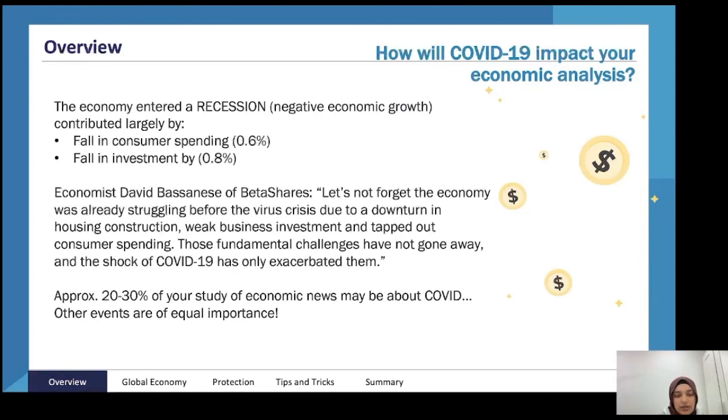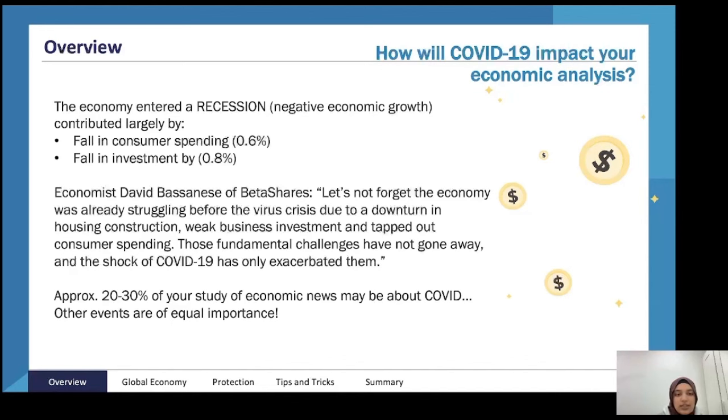Okay, so then we've got the economy that entered a recession. So Australia entered a recession, contributed largely by the fall in consumer spending, which was 0.6%, and the fall in investment by 0.8%. So both are very, very important to make sure that we keep high. But obviously we had massive falls in them because there was a loss of confidence overall during that time period.